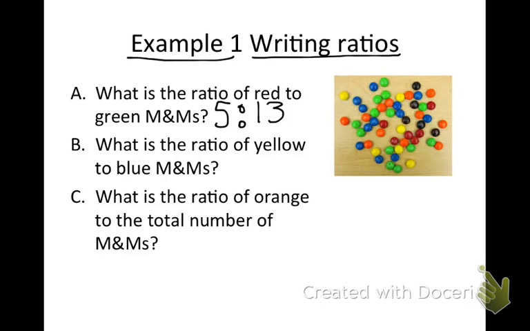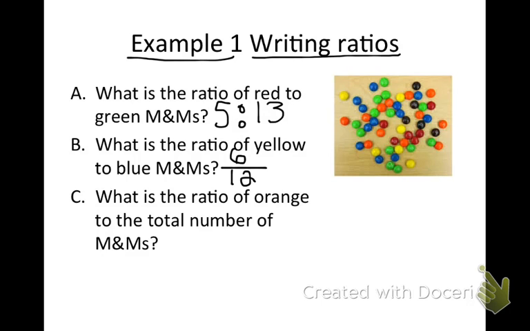What is the ratio of yellow to blue M&Ms? So let's look at yellow. 1, 2, 3, 4, 5, 6. And I can write a ratio this way as well. To blue M&Ms, I have 1, 2, 3, 4, 5, 6, 7, 8, 9, 10, 11, 12.